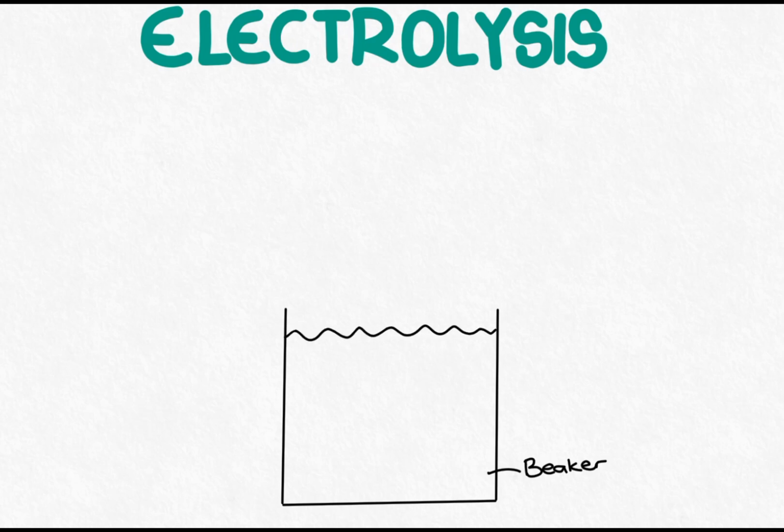Now my electrolyte, which can be either a molten solution or an aqueous solution, must be made up of ionic compounds. This is because covalent compounds do not conduct electricity, so they cannot undergo electrolysis. Neither can solid ionic compounds, as they have no free ions that can move and carry the charge. So my electrolyte will then dissociate into its positive ions and its negative ions.